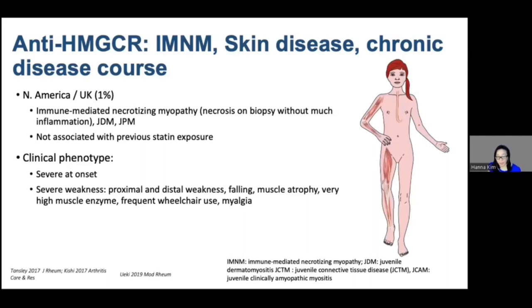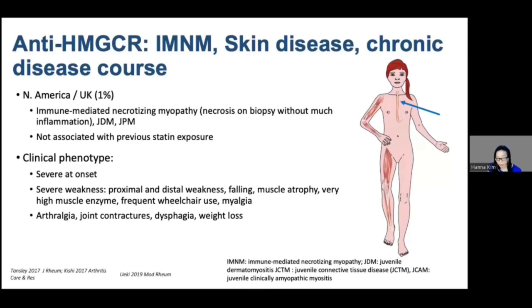What clinical features are seen with this? It has a lot of similarity or overlap with anti-SRP that we just talked about. It is very severe at onset and there's severe weakness associated with it. It involves a lot of muscle, with a lot of symptoms related to weakness such as falling, muscle atrophy, high muscle enzymes, frequent wheelchair use, and pain in the muscles, or myalgia.